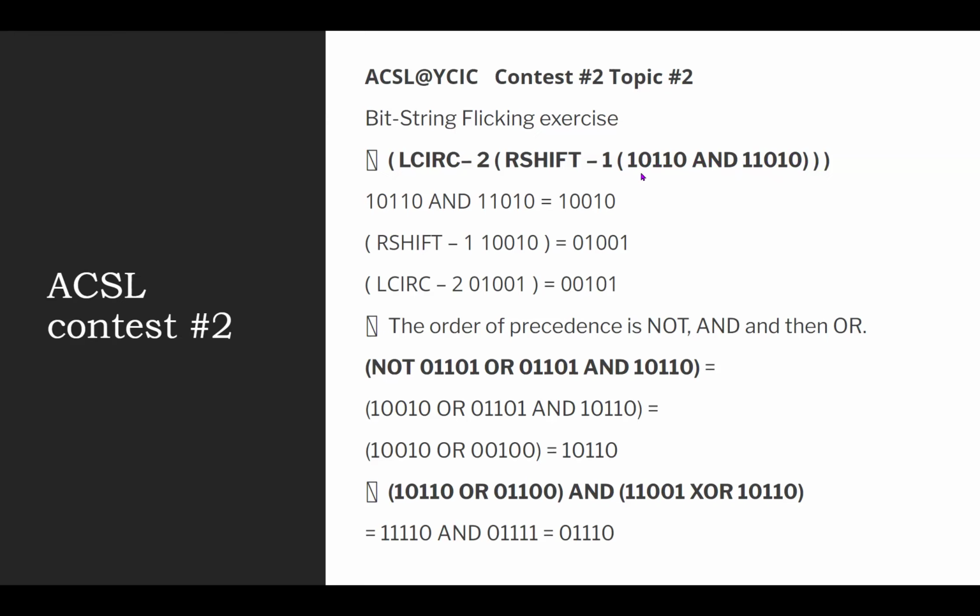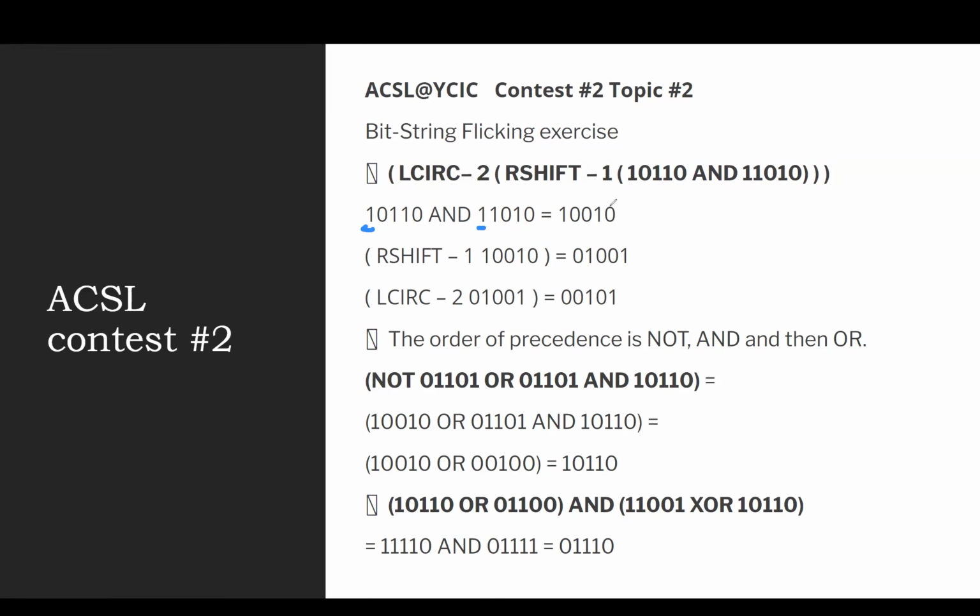So this first one's 1 and the second one's 1, so that means it's going to be 1. But since the second digit's 0 and this one's 1, then it's 0 because only one of them is 1. And we keep doing this until we get 1, 0, 0, 1, 0. Next, we have to shift these numbers to the right 1 because that's what's next in the parentheses.